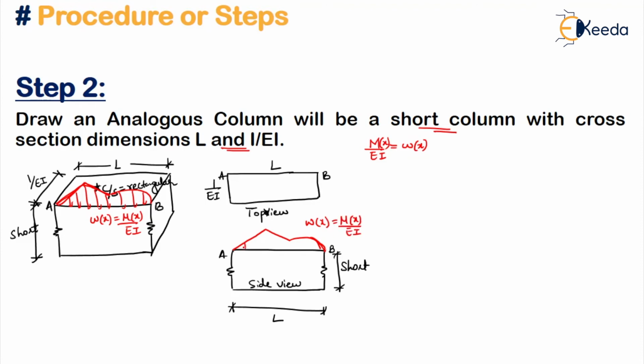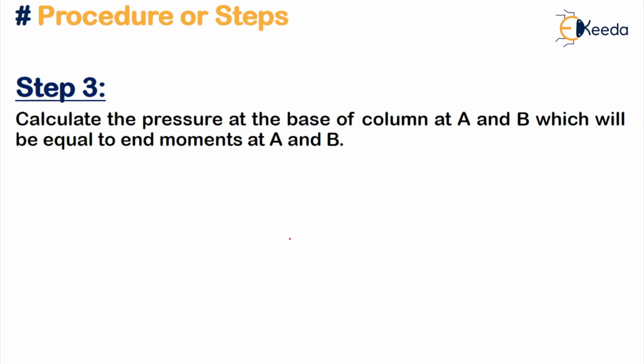So how do you create your analogous column? Create a short column with a dimension L into 1 by EI, and on top of that put your bending moment diagram by EI values to get your analogous column. So that will be your step 2. Once you're done with step 2, you have to go to step 3 where you have to calculate the pressure at the base of the column. Okay, so at point A and point B, you should find the pressure. These pressures will be equal to the moment at the ends A and B. So what did I say? PA will be equal to your MA and PB will be equal to your MB for the given beam.